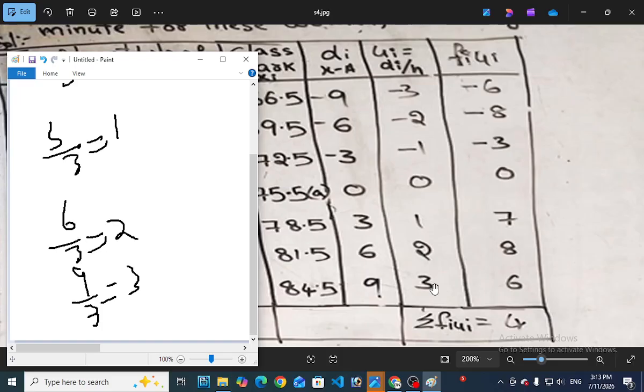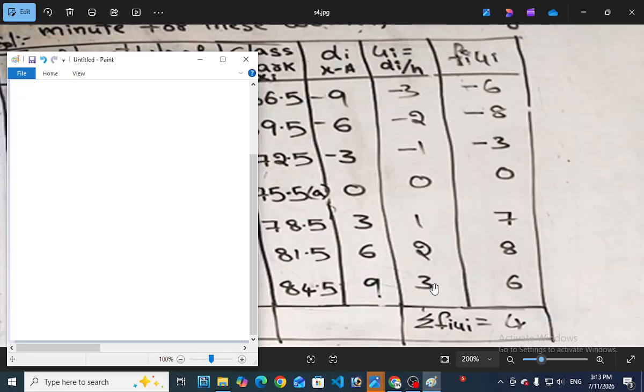If you observe the difference between the deviations and step deviations, the values are reduced. So from minus 9 to minus 3, minus 6 to minus 2, minus 3 to minus 1, 0 to 0, 3 to 1, 6 to 2, 9 to 3. Like that, values are reduced when we follow the step deviation.